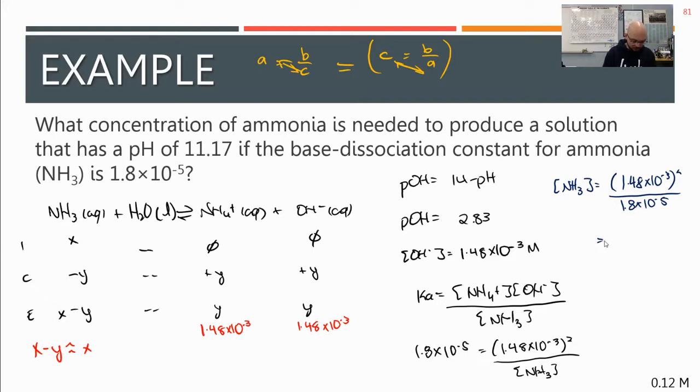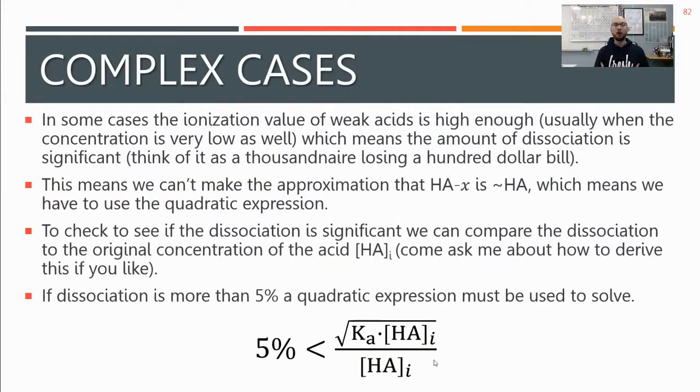So we get 1.48 times 10 to the negative 3 squared divided by 1.8 times 10 to the negative 5, which gives me 0.12168 and a whole bunch of 8s and then a 9 at the end. So we're just going to simplify that to 0.12 molarity. So if we have a 0.12 molarity solution added into water, we'll actually get a solution with a pH of 11.17.